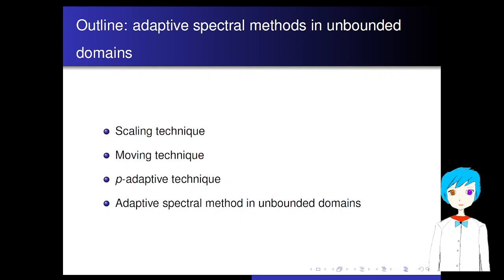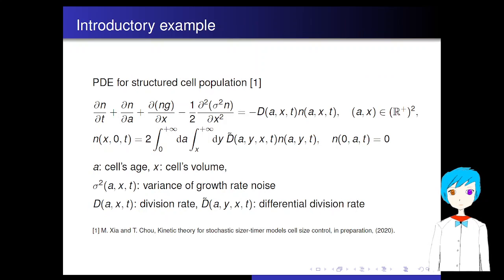The adaptive spectral method consists of three components: the scaling technique, which adjusts the scale and the shape of the basis functions; the moving technique, which adjusts the displacement of the basis function; and the p-adaptive technique, which adjusts the expansion order of the numerical solution.